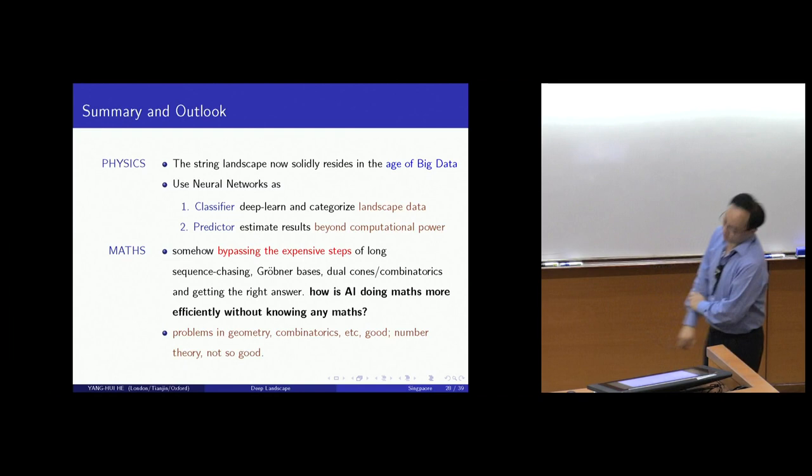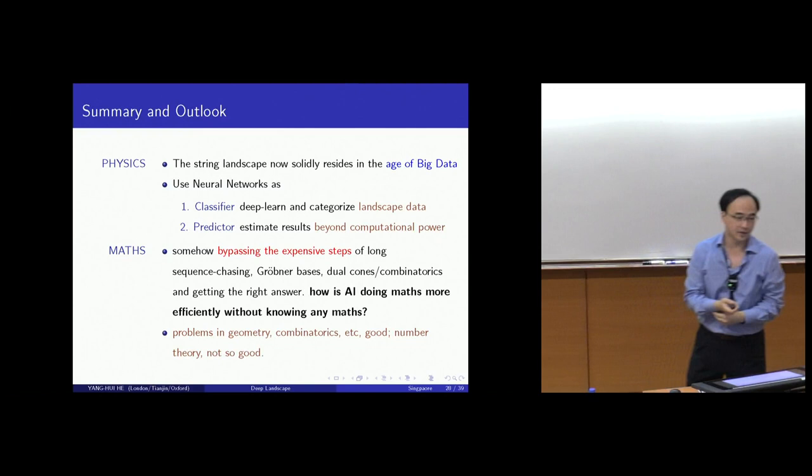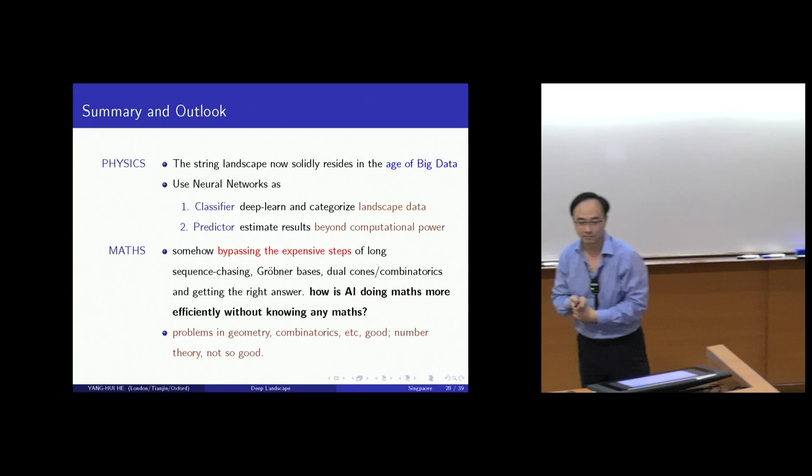So just to summarize, in physics this is good because it's giving us classifiers and predictors to this landscape of problems, which are much, much more efficient than brute force. In mathematics, this is also quite interesting because we really want to know what's happening, and why I can predict cohomology 97% of the time better than standard methods.